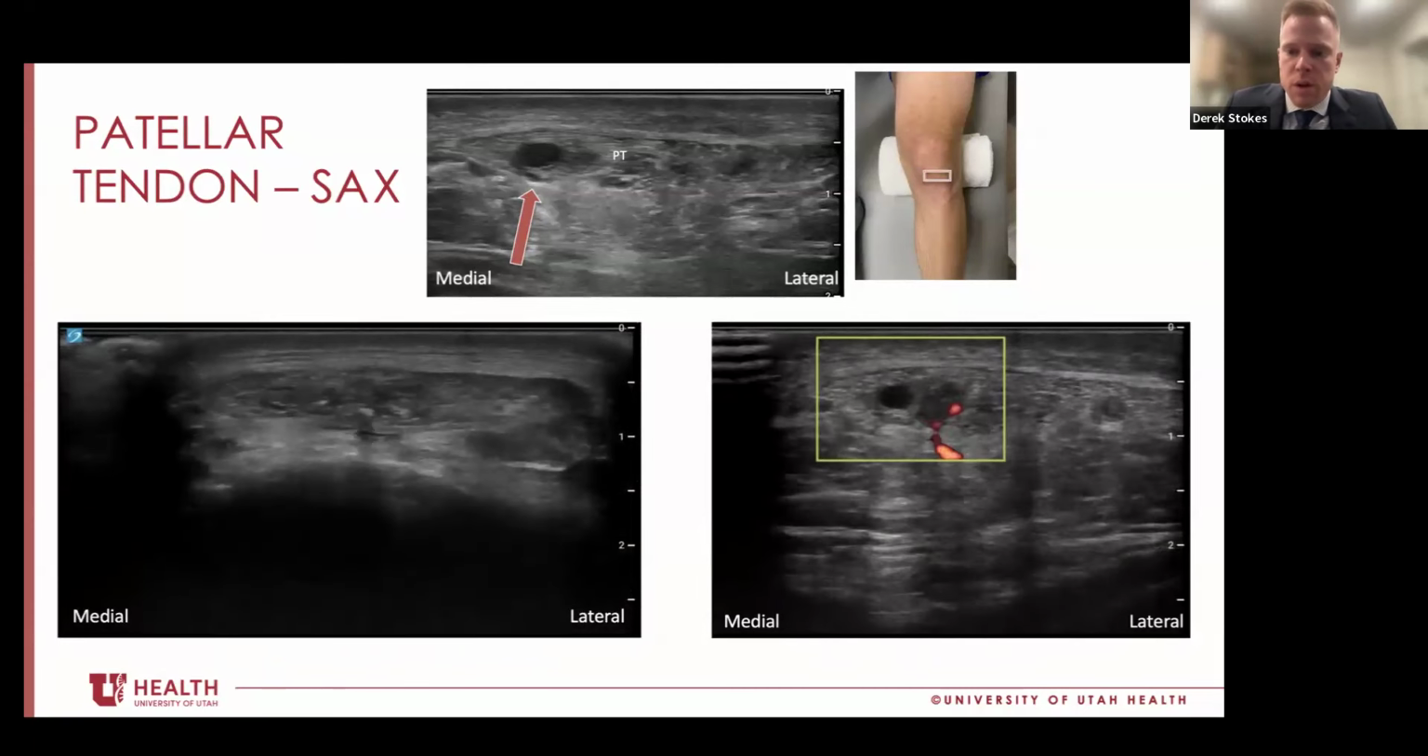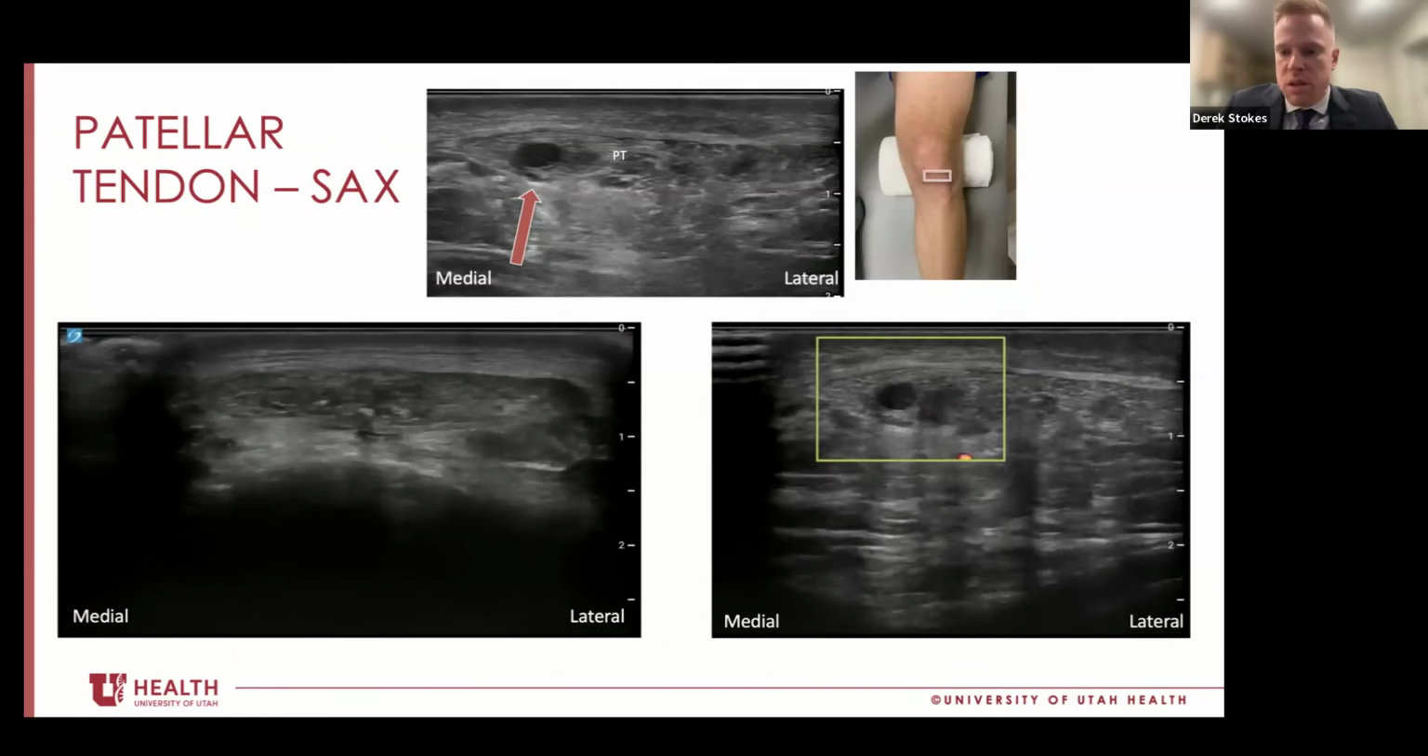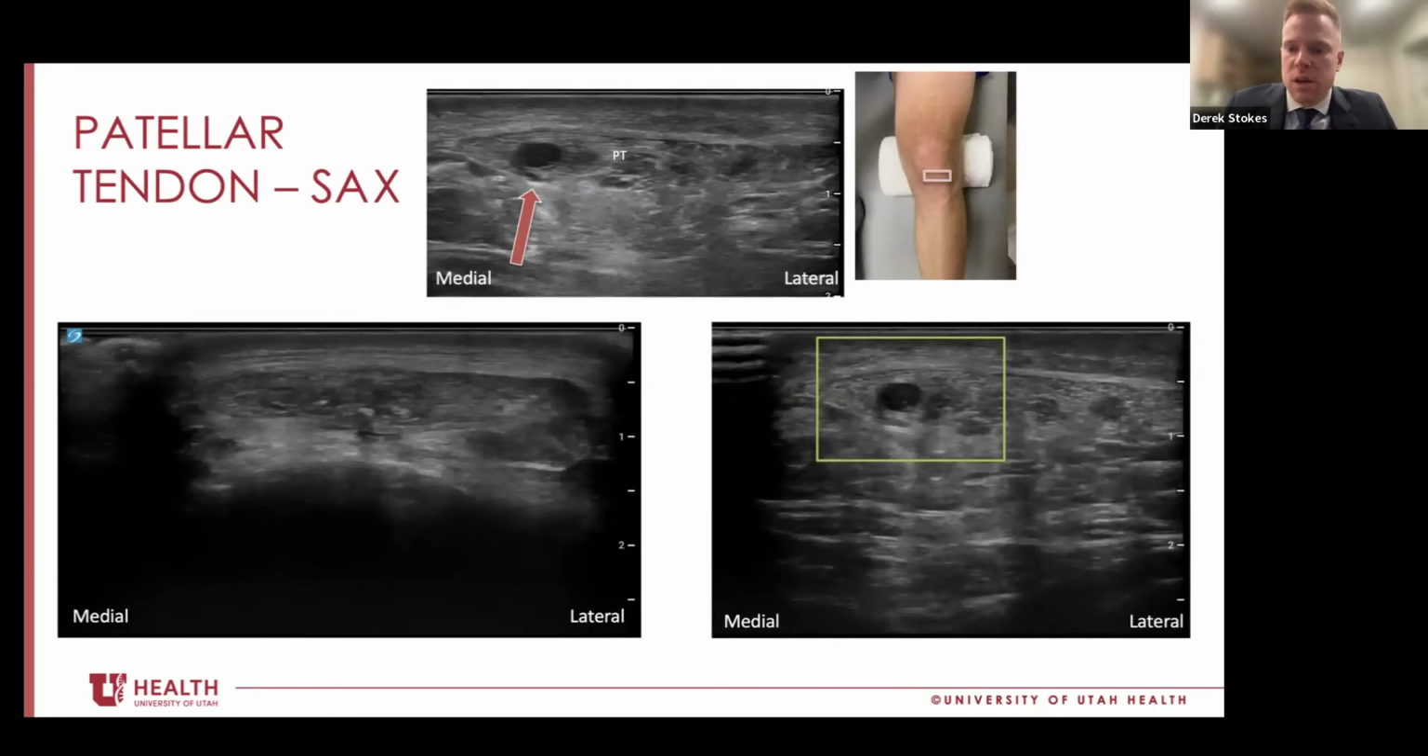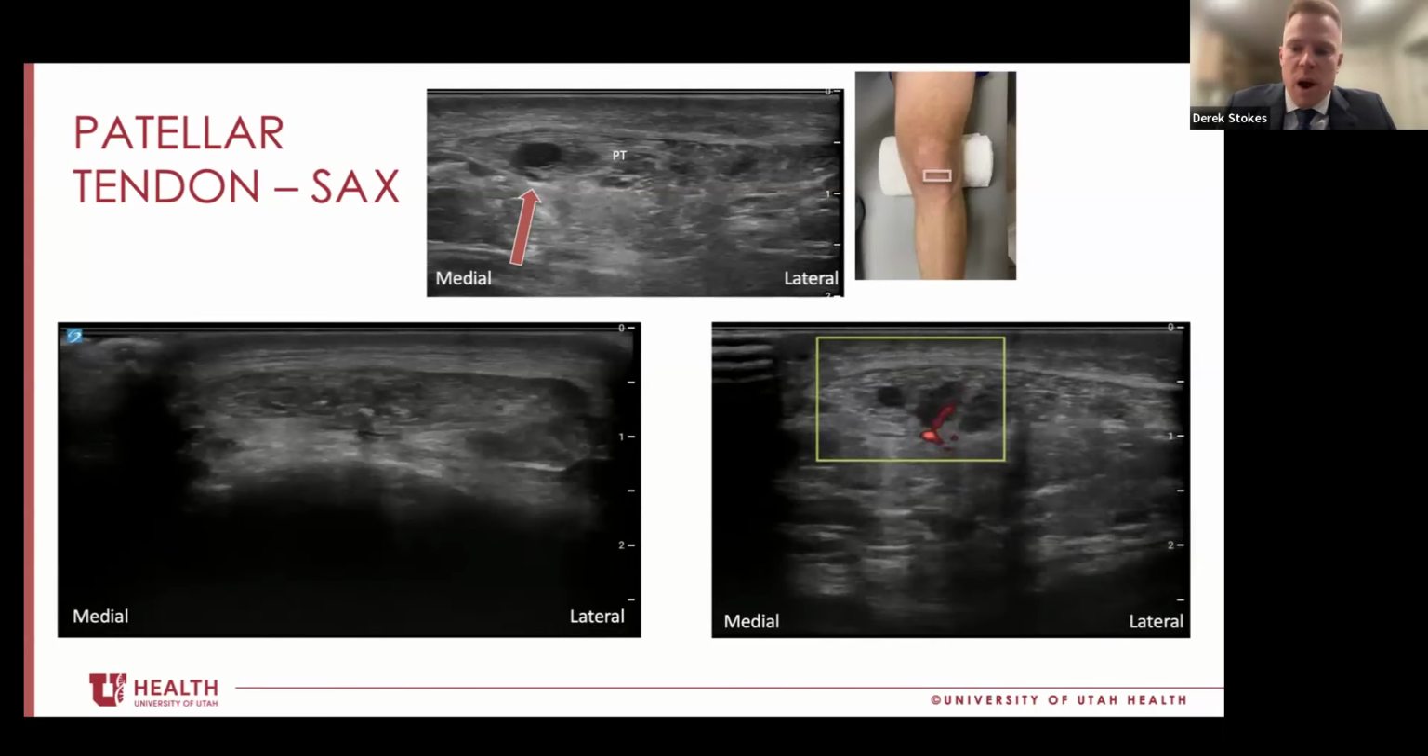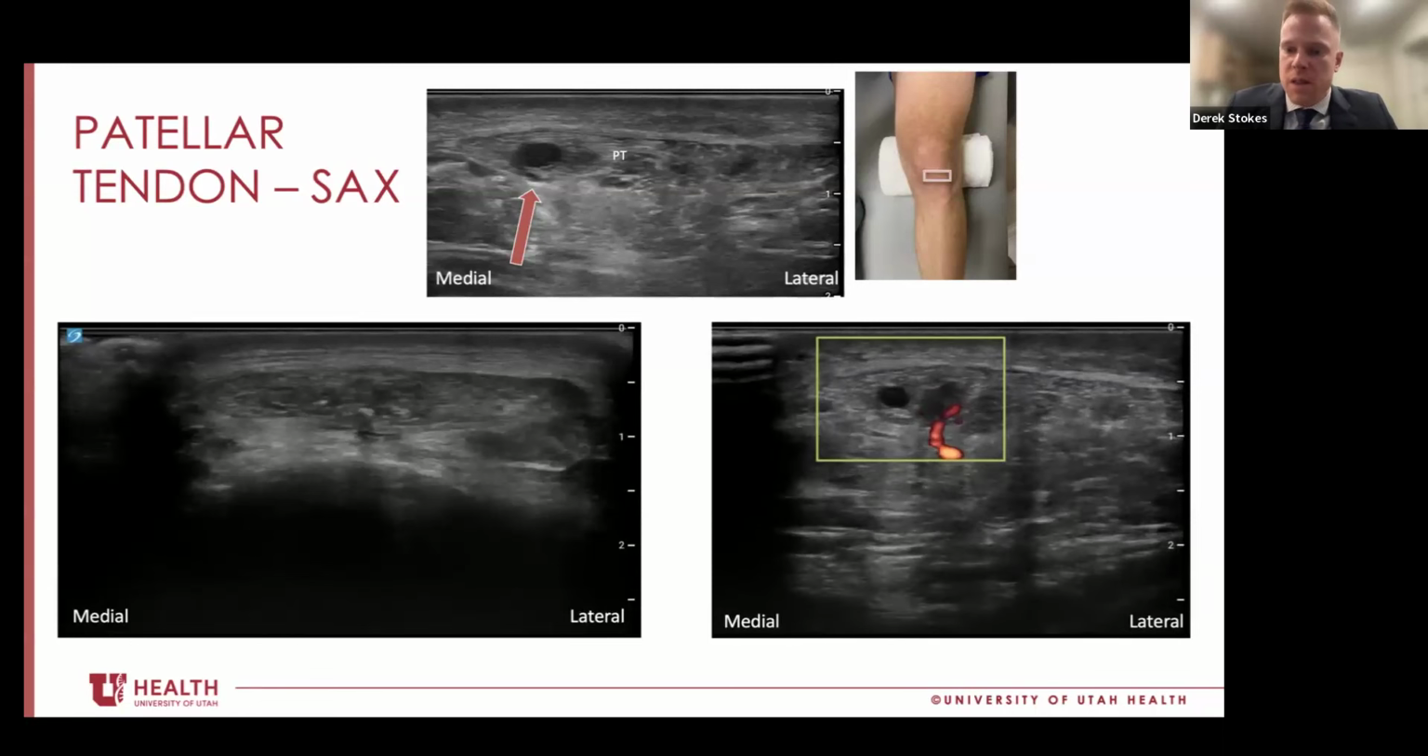We're also going to be putting color Doppler on here to see where exactly these vessels are in relation to the anechoic defect or the cystic structure. That's the point of interest. And we can see here that they're adjacent to, but not necessarily directly associated with this anechoic defect. So they're not surrounding or going through that anechoic defect, but rather they're where we expect them to be within this tendinopathic process.